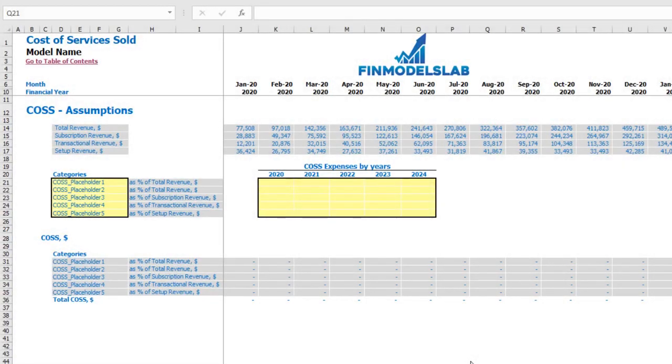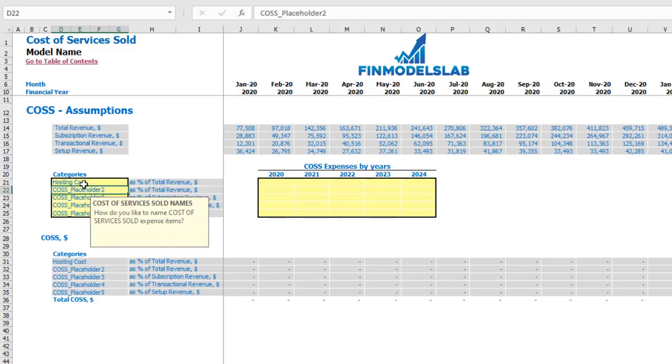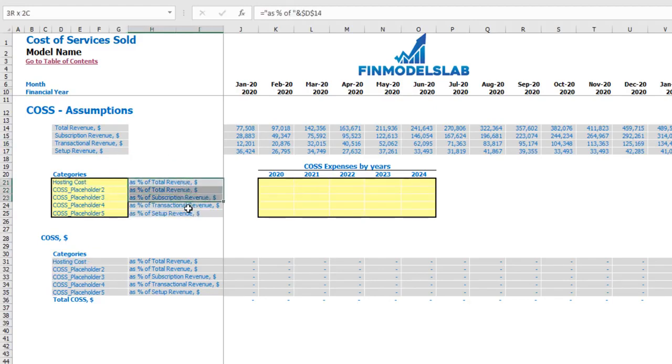On the cost of services sold tab, you can input up to 5 line items with the calculation of cost of services sold. So here you have 5 placeholders. Let's say for placeholder 1 it can be hosting cost. Also you have up to 5 different categories of how you would like to forecast your cost of services sold.